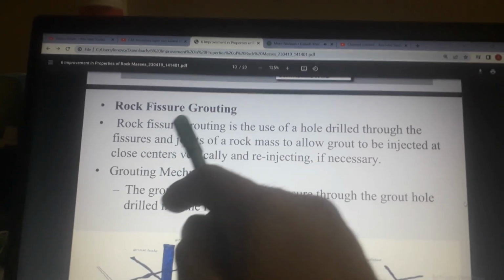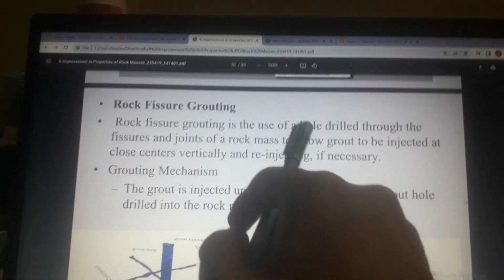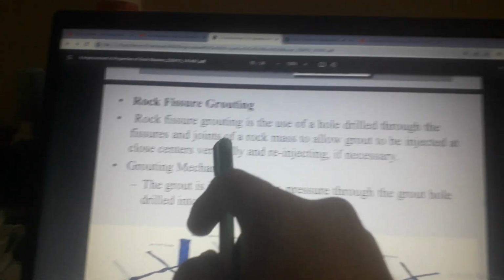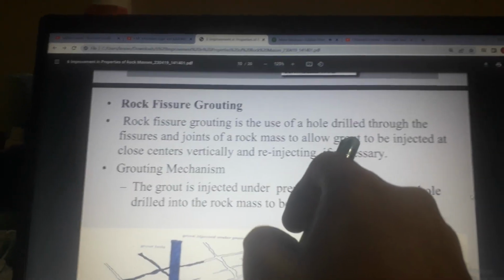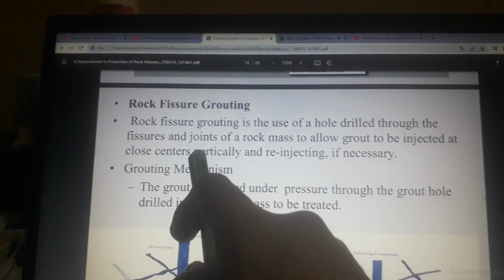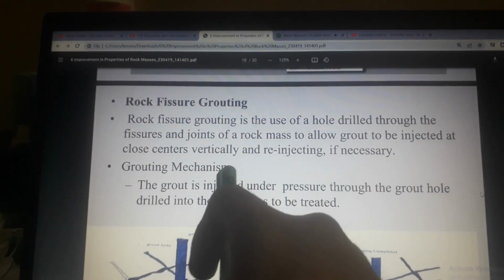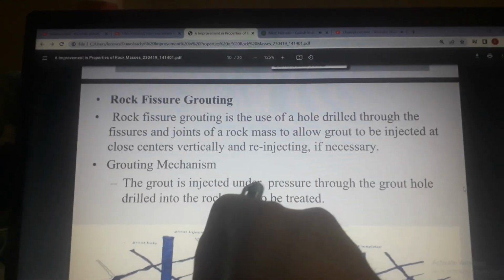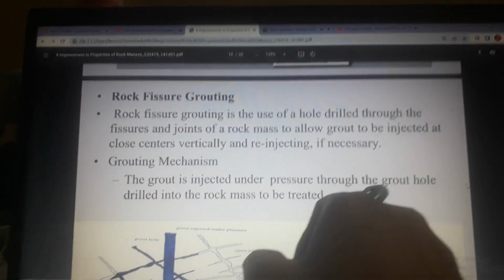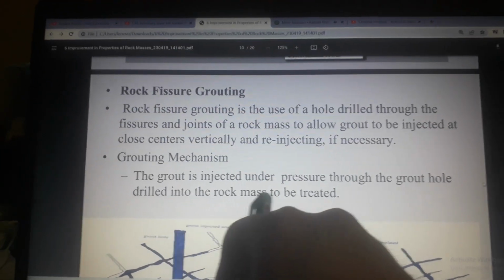Rock fissure grouting. Rock fissure grouting is the use of holes drilled through the fissures and joints of rock mass to allow grout to be injected at close centers vertically and re-injecting if necessary. Grout mechanism: the grout is injected under pressure through the grout hole drilled into the rock mass to be treated.